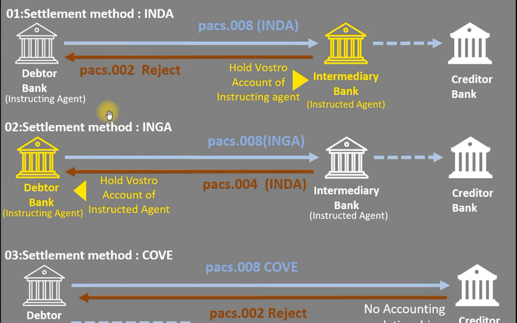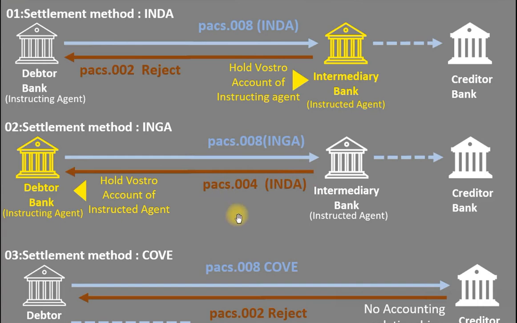Now taking the next example, in which the instructing bank, the debtor, is holding the Vostro account. So the same thing will go here in the PAX 8 with INGA, but in this case this particular bank, the intermediary, will not be able to send PAX 2 because it is not holding the account. So here PAX 4 will go. Just to understand, PAX 4 also has a settlement method, so it has to be indicated with INDA.